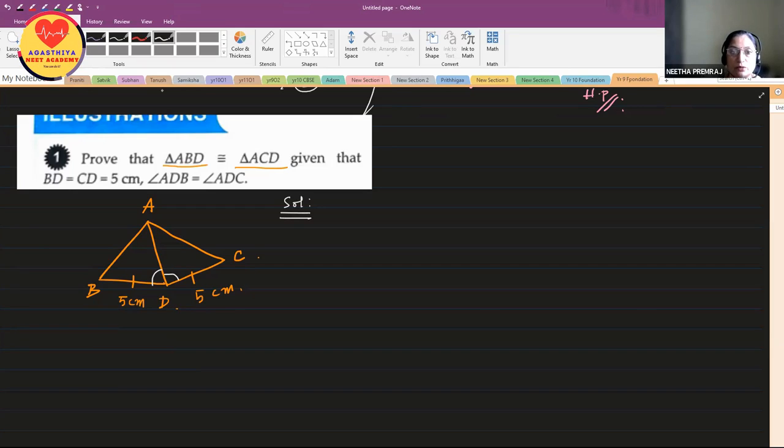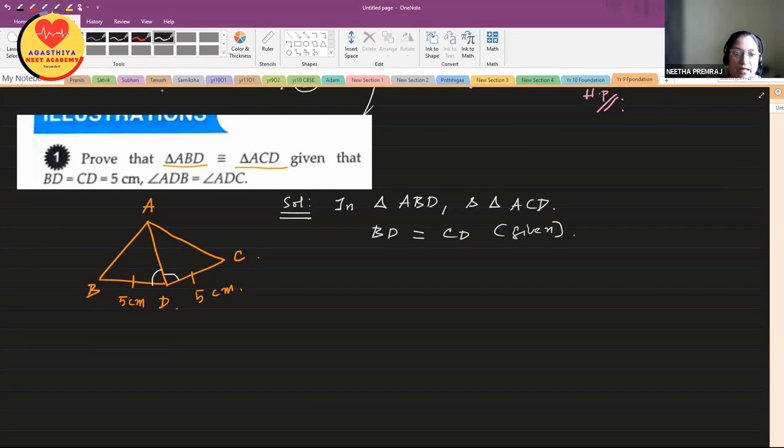You are considering triangle ABD, and we don't know whether they are congruent or not. We are just taking the triangles: triangle ABD and triangle ACD. This is the first step you should write. Then second, what is given? It is given in the sum that BD is equal to CD.